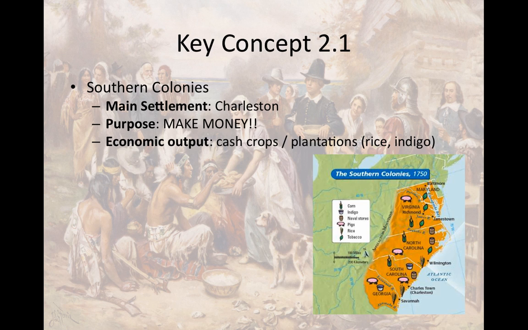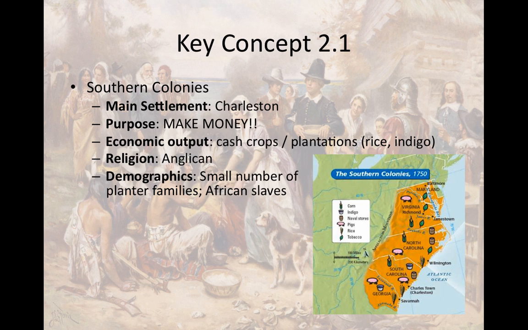Their economic output was cash crops. They had these cash crops organized into plantations where they grew rice and indigo. No cotton yet, kids. Keep your mouths closed. Okay, their religion was Anglican. There was a small number of planter families that served as the aristocracy. However, they sat atop a large number of African slaves who did all the work.